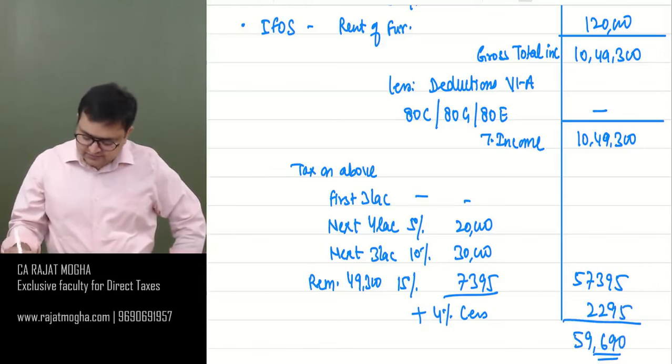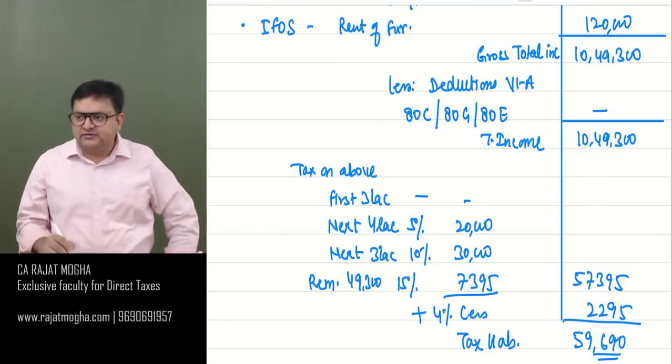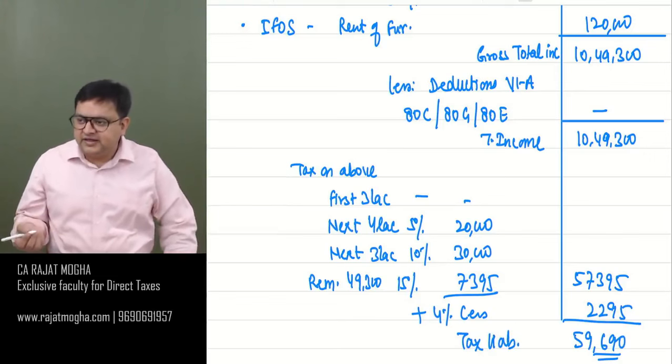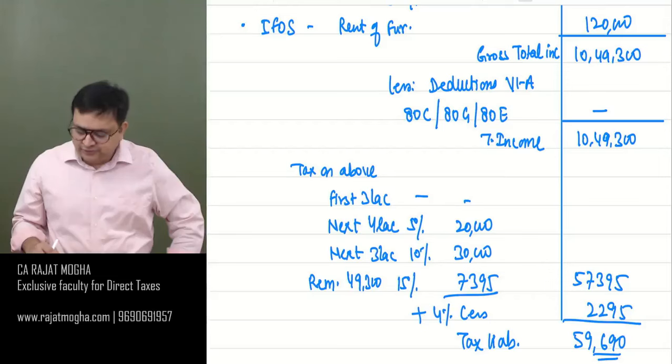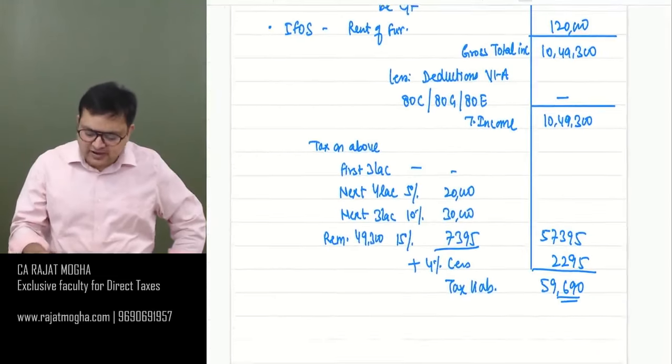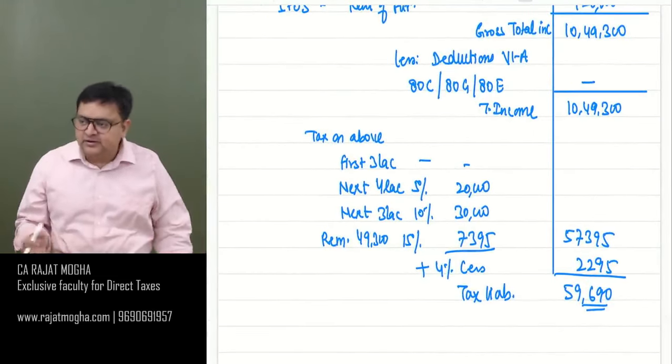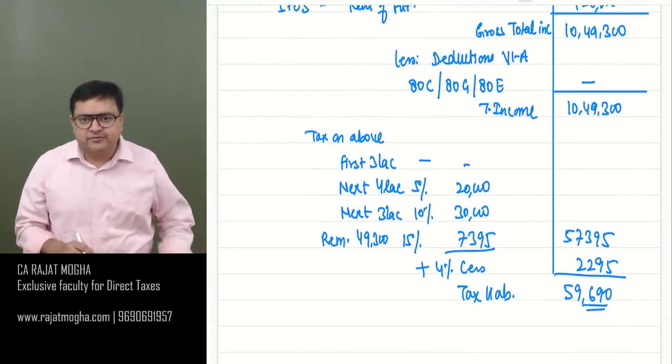59690. Tax liability. I have ignored the decimals. 59691 also you can write, then you have to round it off to 59690. So I have actually ignored the decimal so that I don't have to round it off. That's perfectly fine.